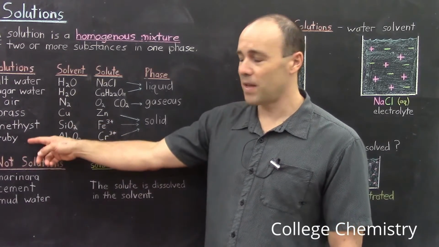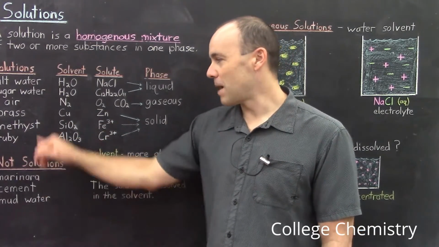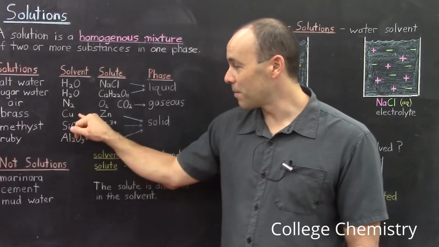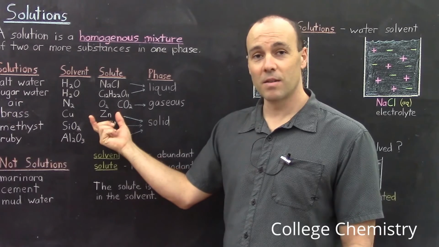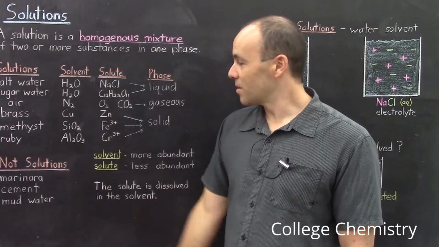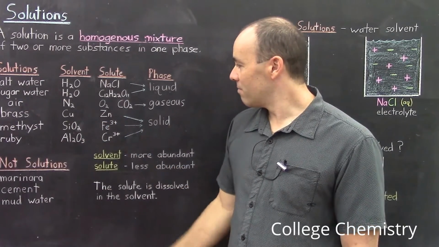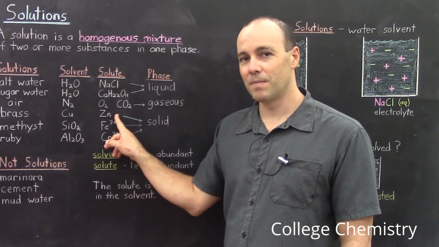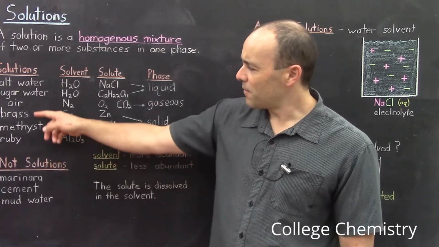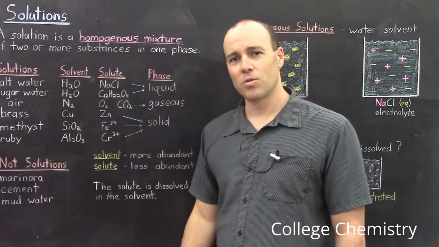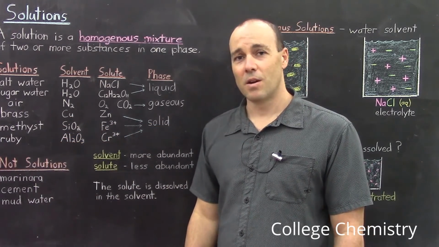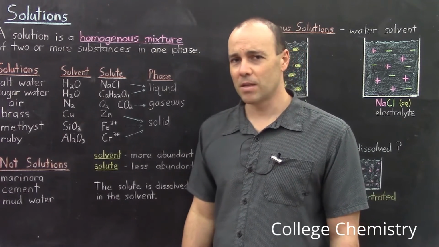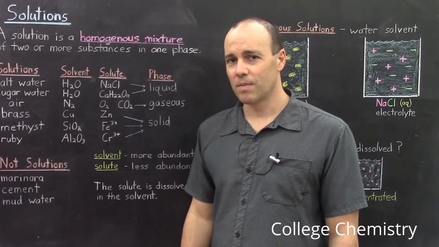A few solid phase solutions are listed here. A popular one is brass, which is mostly copper with some zinc dissolved in the copper. So zinc is considered as the solute since it's a little less abundant. Now a few unorthodox solutions that are solid phase are crystals. It's really interesting how a crystal can be considered as a solution.